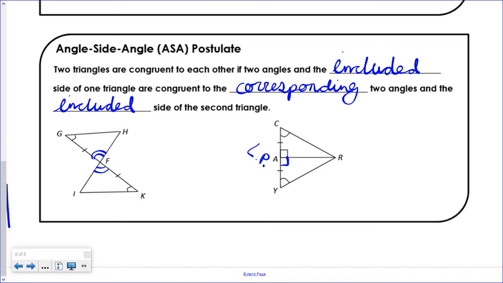So let me draw an example for you guys. You don't have to draw this if you don't want to. This is a non-example. Oops.